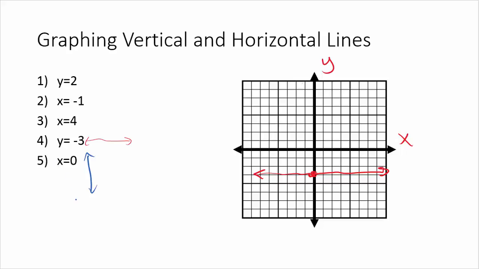x equals 0. We're going to go ahead and graph this one. So x equals 0, again, on the x-axis. I'm not going to go anywhere. I'm not going to go left or right at all. And it's actually, the line x equals 0, this vertical line, actually takes up the whole y-axis.